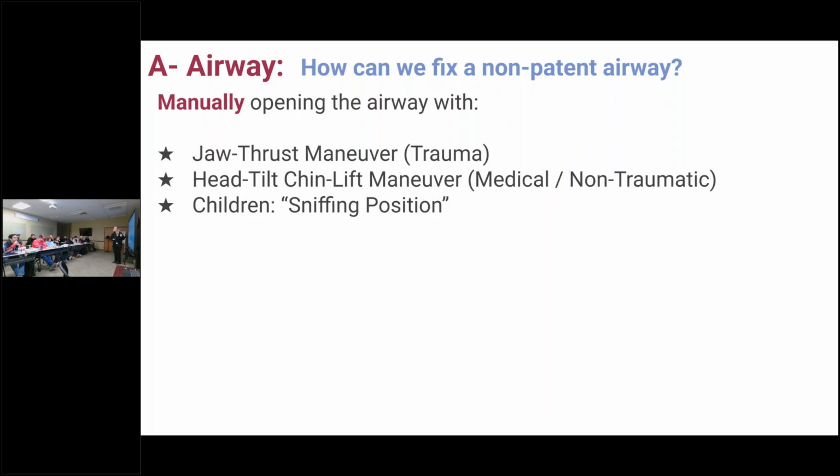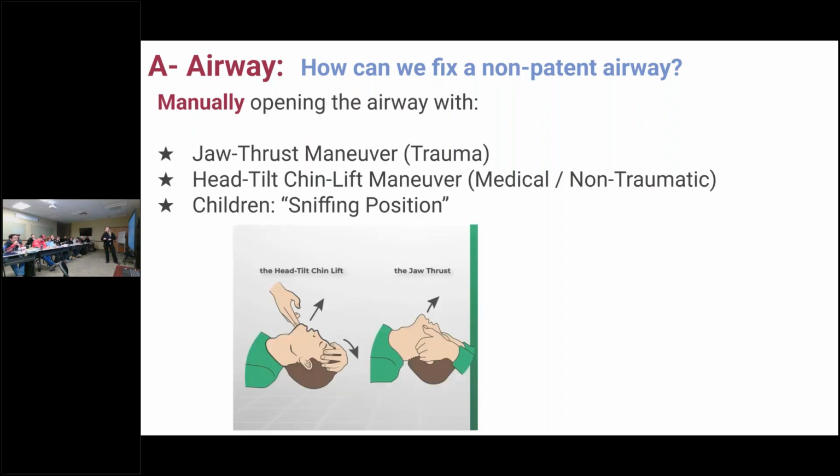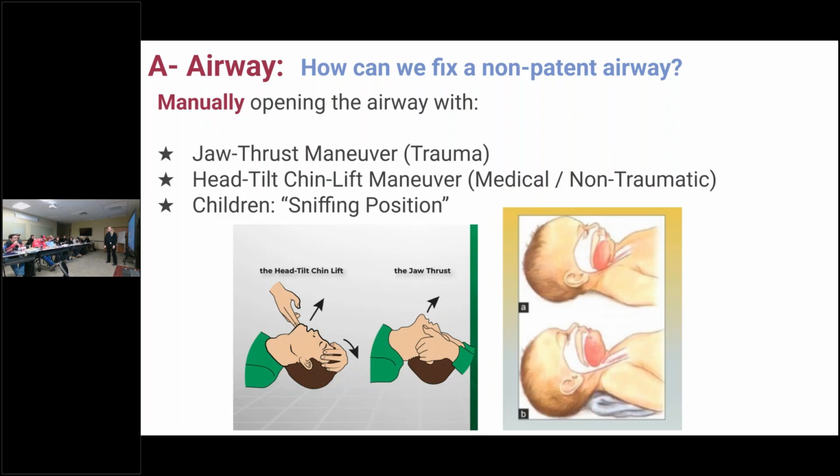The three different ways we can do that manually would be a jaw thrust maneuver for traumas, right? If we suspect neck or head injury, we want to use that jaw thrust maneuver. Have you guys gone over how to do that yet? You have? Okay, cool. The head tilt chin lift maneuver for medical or non-traumatic patients. And then in children, we want to put them in a sniffing position. Have we talked about that yet? Okay, cool. So there's your head tilt chin lift, your jaw thrust, and then that sniffing position for the little ones.